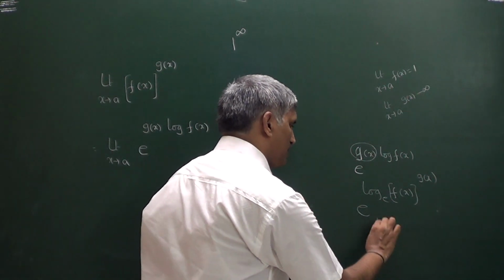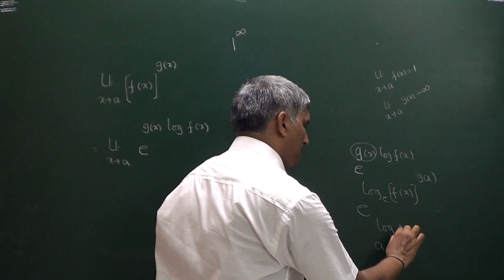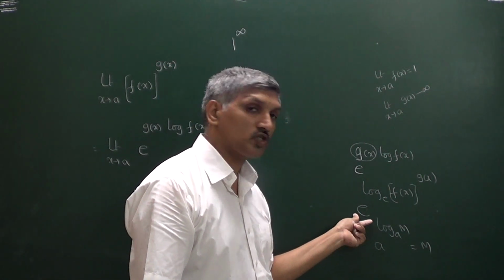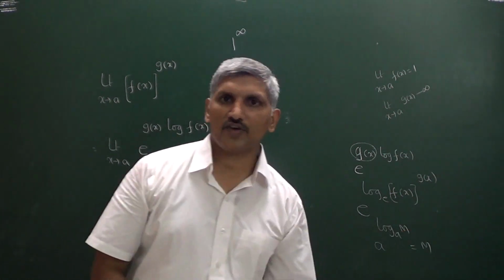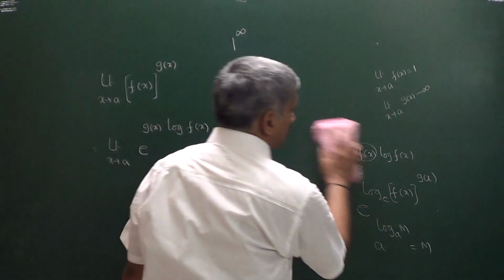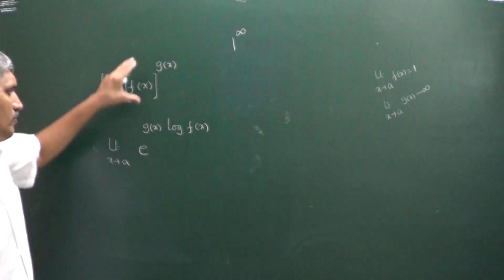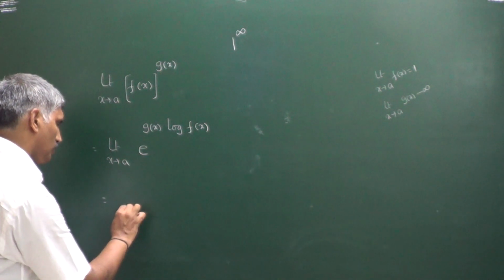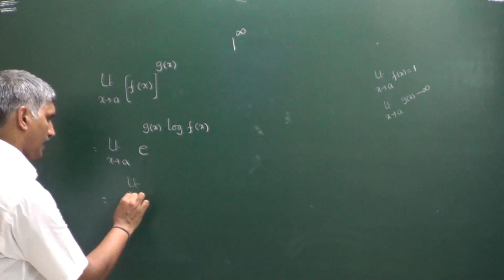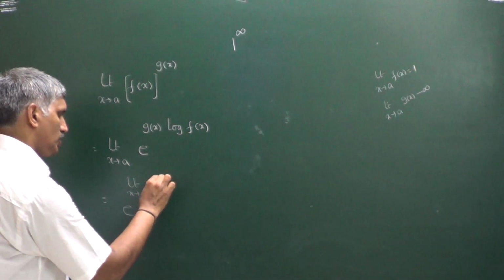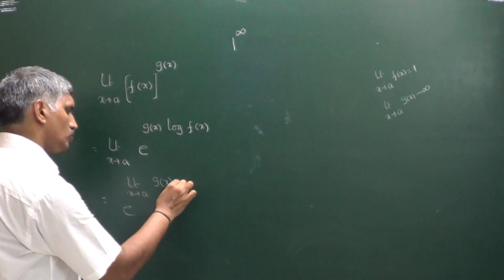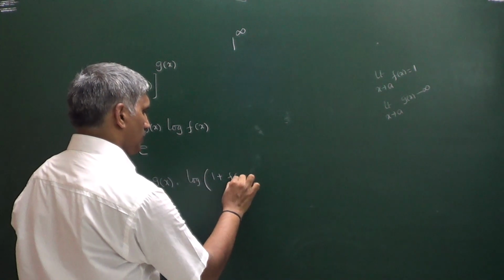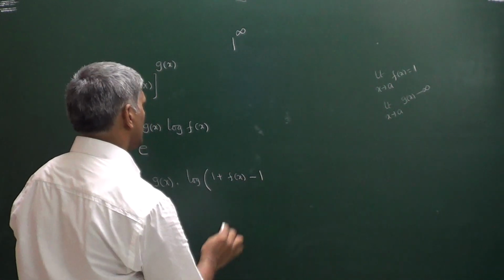As you know from logarithms, a power log m to the base a is equal to m. So that's why here base is e, here also e, we can write this one as f of x whole to the power of g of x. So that is the reason the given problem we can express in this way, right? So now I can write this as e to the power of limit x tends to a g of x into logarithm of 1 plus f of x minus 1.